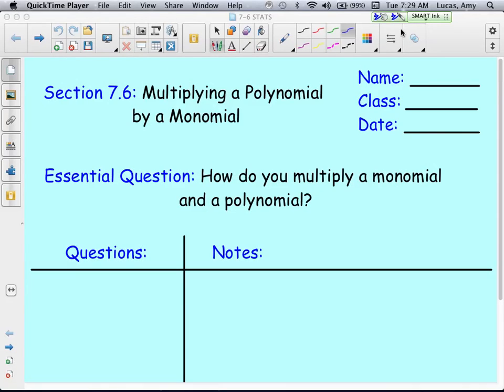Lesson 7-6. Multiplying a polynomial by a monomial. Our essential question is, how do you multiply a monomial and a polynomial? A monomial and a polynomial.